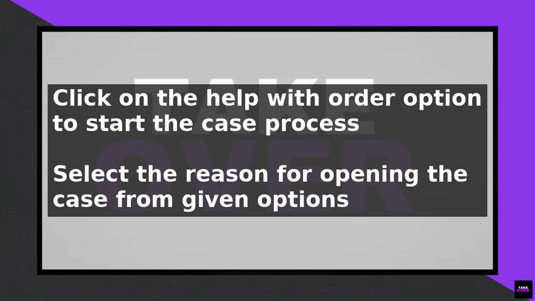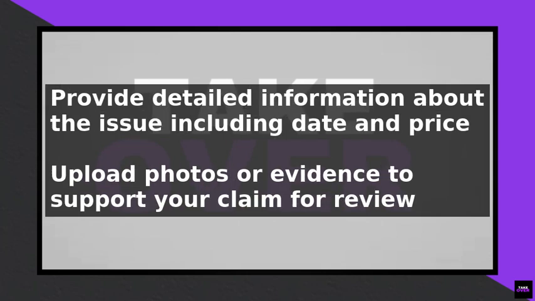Make sure to include all relevant information, such as the date of purchase, the price paid, and any communication with the seller. You can also upload photos or other evidence to support your claim. Once you have provided all the necessary information, review your case carefully and submit it to Etsy. Etsy will review your case and work with you and the seller to resolve the issue.